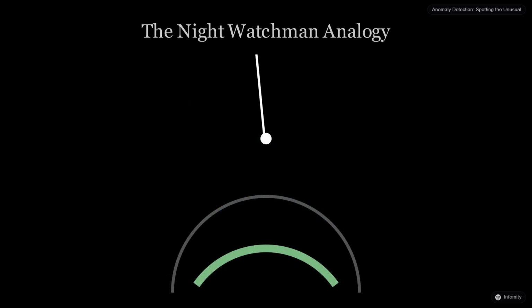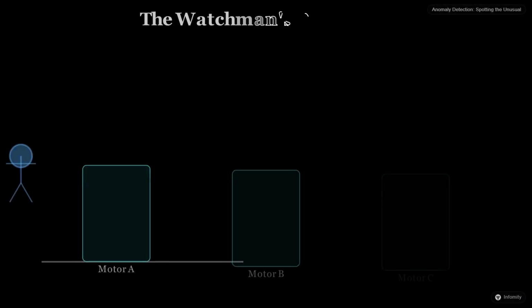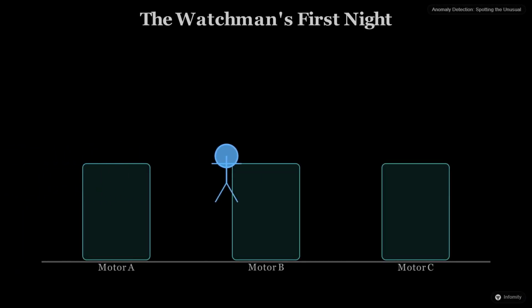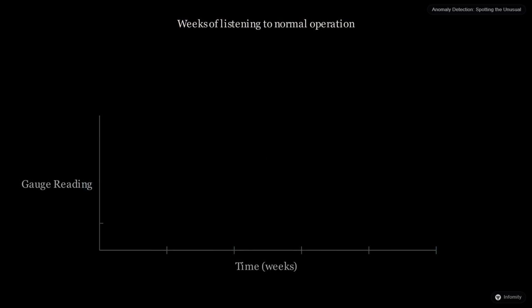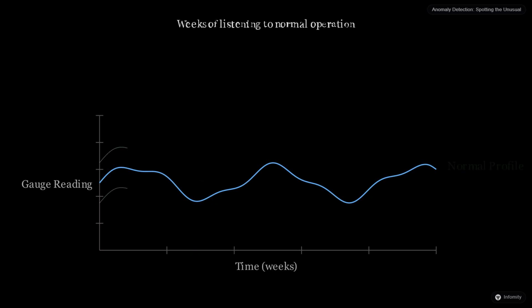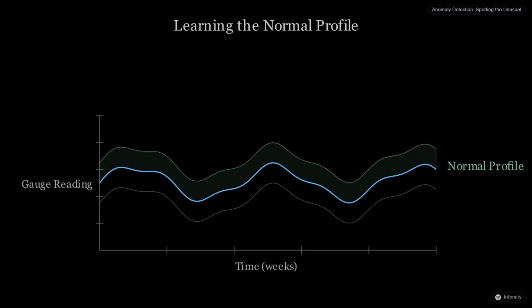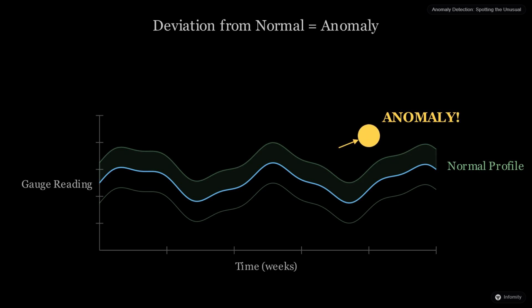The struggle of the night watchman who must learn the factory's rhythm before he can ever spot a single broken machine. Imagine a night watchman starting his first shift at a massive factory. He does not know what is broken because he does not yet know what is working. To find an anomaly, he first has to spend weeks listening to the hum of the engines and watching the steady pulse of the pressure gauges. This phase is what we call learning the normal profile. In data science, we cannot define an outlier until we have a rock-solid model of the typical behavior.